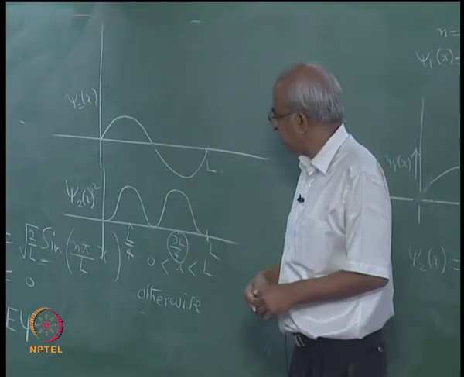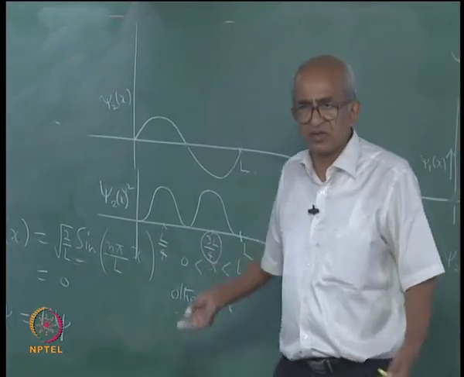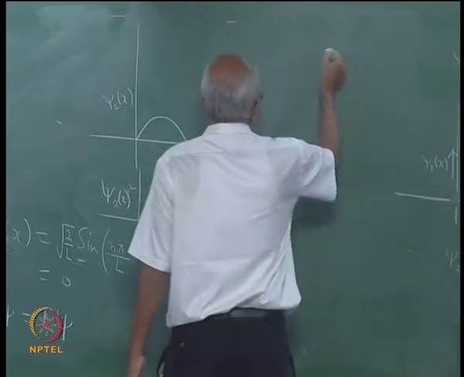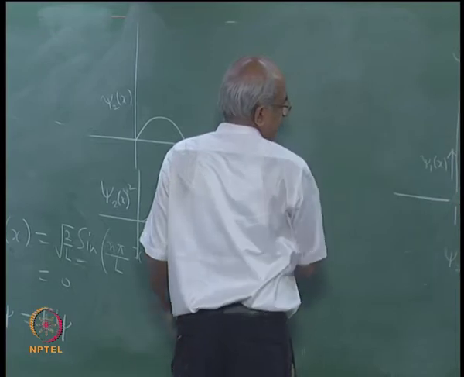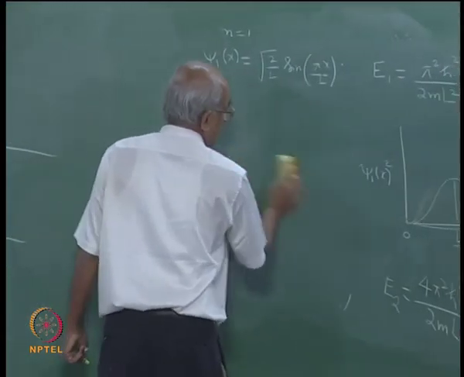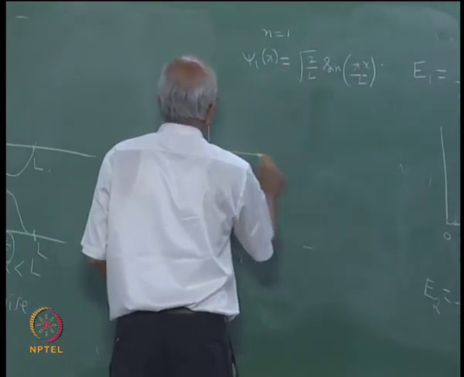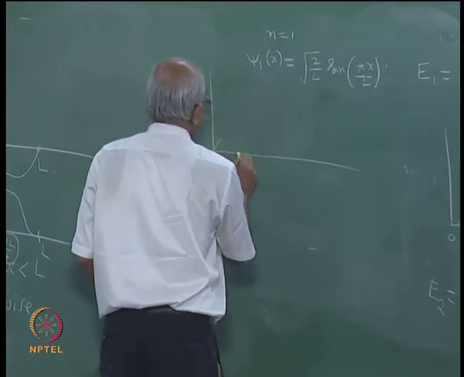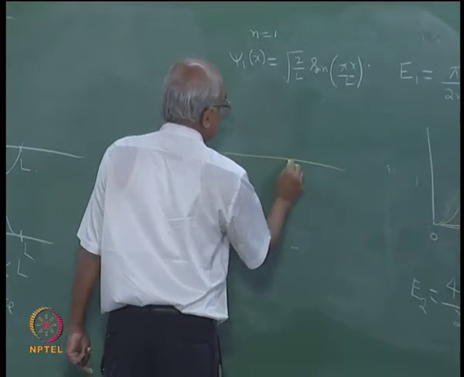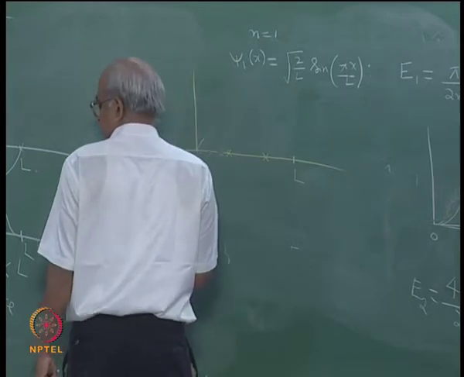And then if you think of the next case, what will happen? You will have n equal to 3. It is not even necessary for me to look at the function, but I know what is going to happen. Psi 3 of x, if you make a plot of it, how will it look like? Even without writing the function, I can make a plot of it. I know that it is going to have two nodes. So, this is the length L, and it will have two nodes.